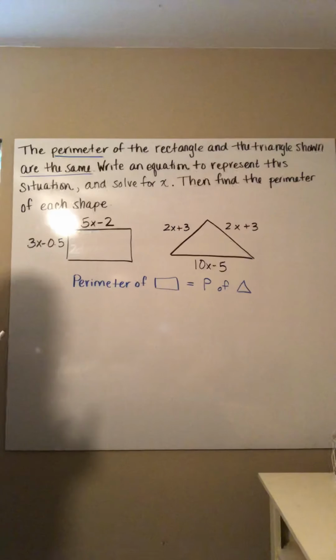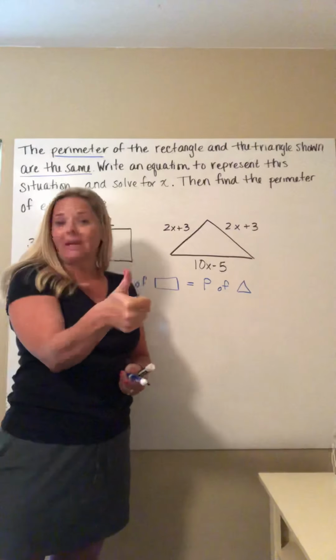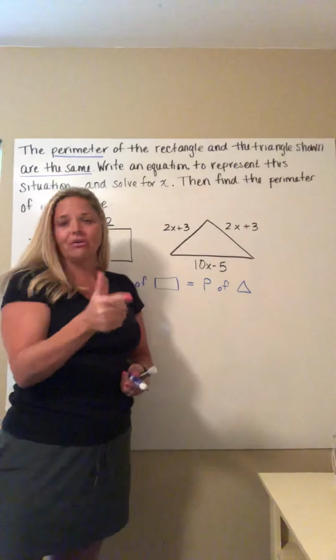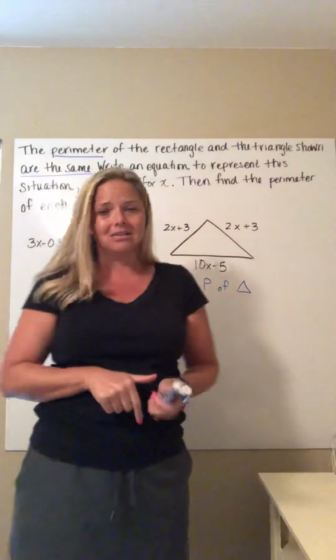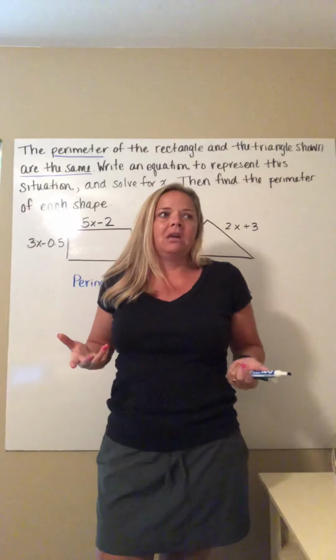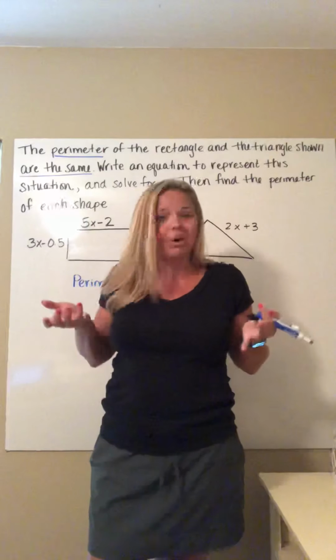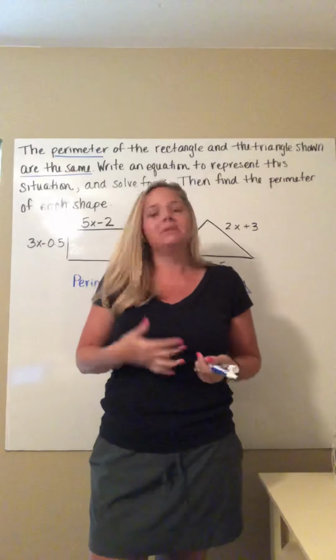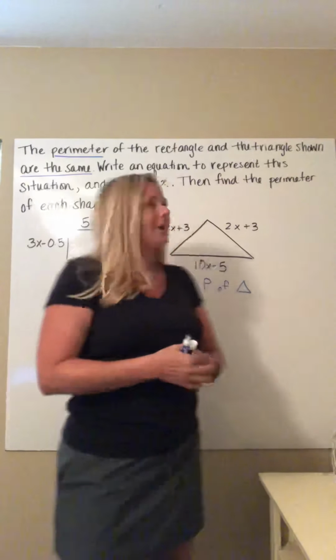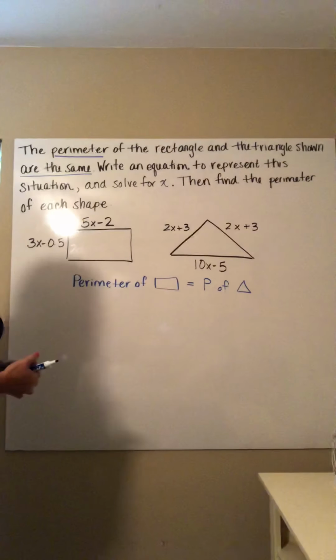Write an equation to represent this situation and solve for x. Right there in that one sentence, two things I'm supposed to do. I have to write an equation and I have to solve for x. When I take my EOC in the spring of 2021, they might give me equations to pick. I might have to type in an equation. I don't know what they're going to ask me. They might instead ask me to solve for x. Or they might ask me what this final sentence asks me. Then find the perimeter of each shape.